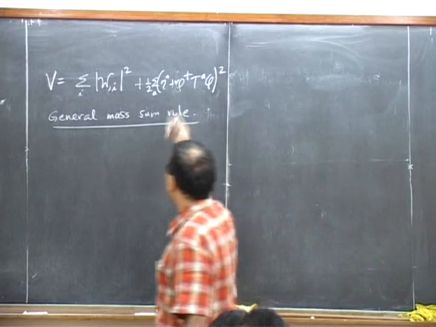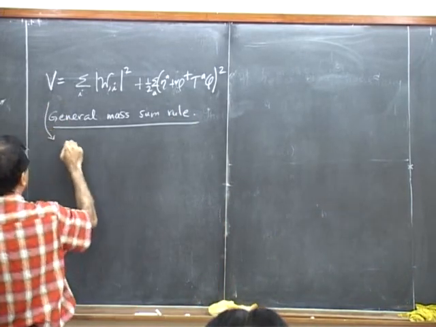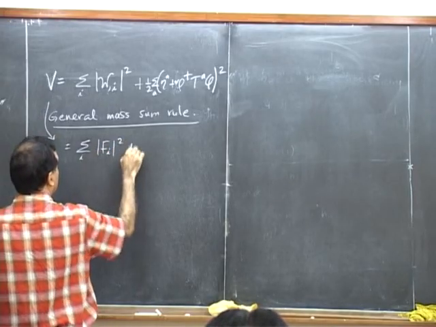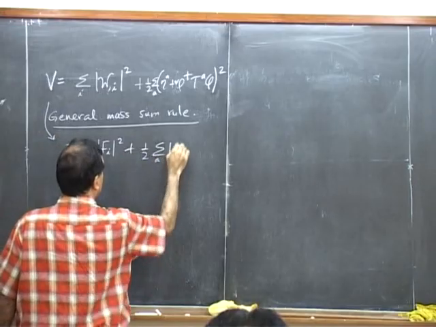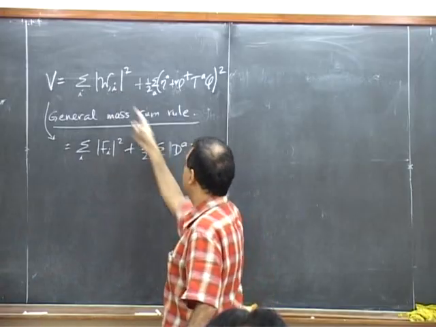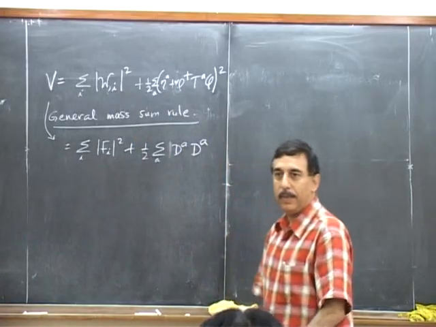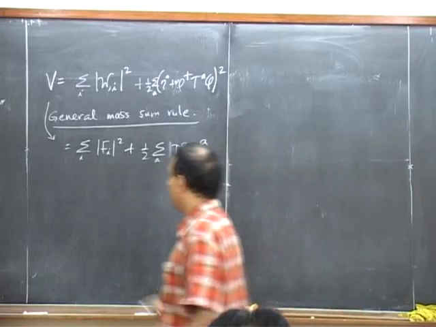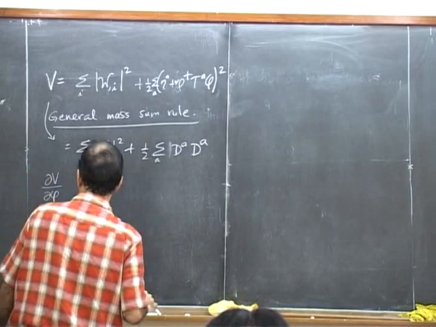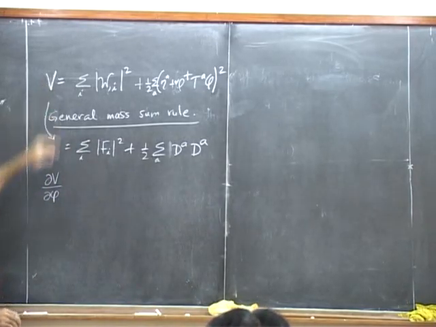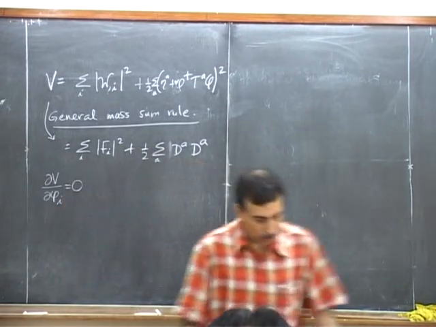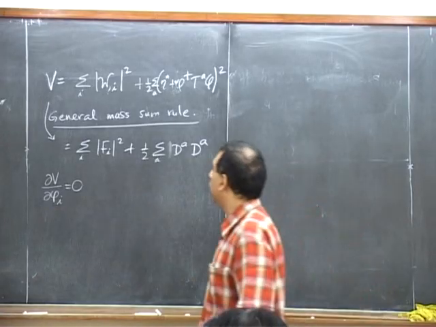So for this, it's a little bit of boring work. Let's take this and rewrite it as summation over i of |F_i| squared plus half summation over A of D_A squared. F_i evaluates to that thing and D_A evaluates to that thing. Okay. Now let's look for the true minimum of this potential. In particular, this condition should be satisfied.